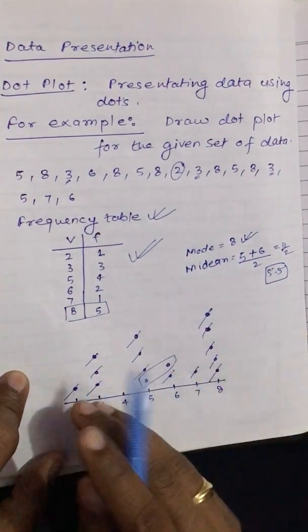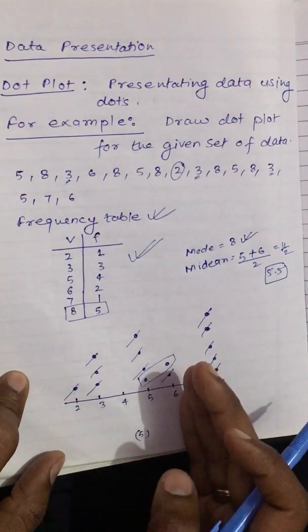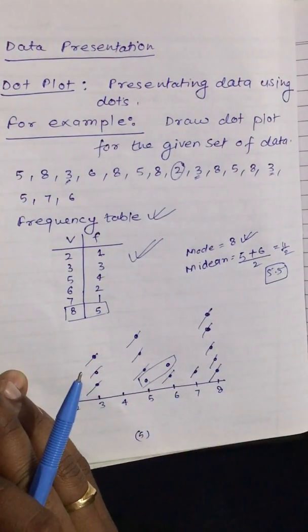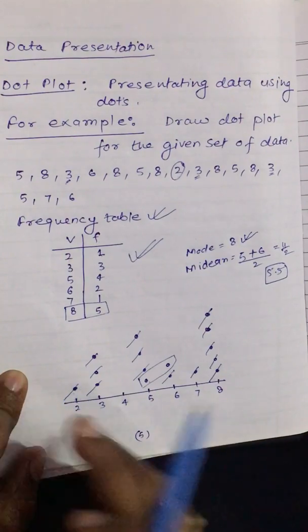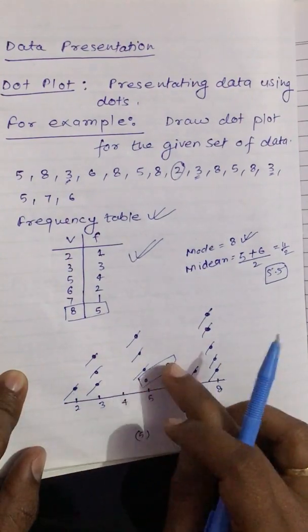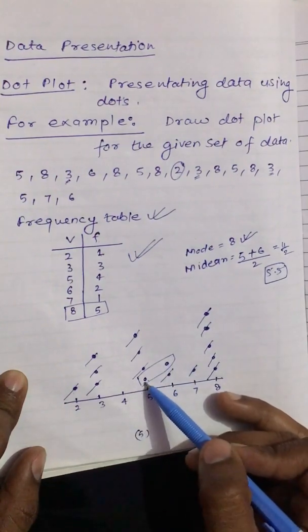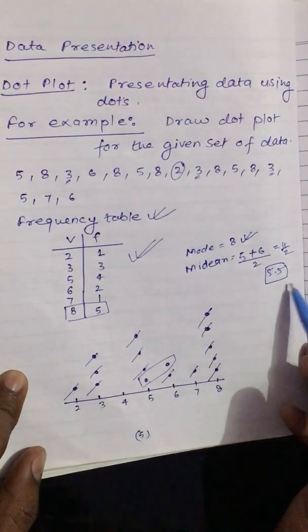Understand? Because median means middle value. So if I take 7 numbers from this side, on this side also I have to take 7 numbers. Understand? And then 2 numbers are left, 8 and 8. If I take them, there is nothing left, so I have only 2 left. This place gives you 5, this place gives you 6, so 5 plus 6 divided by 2.